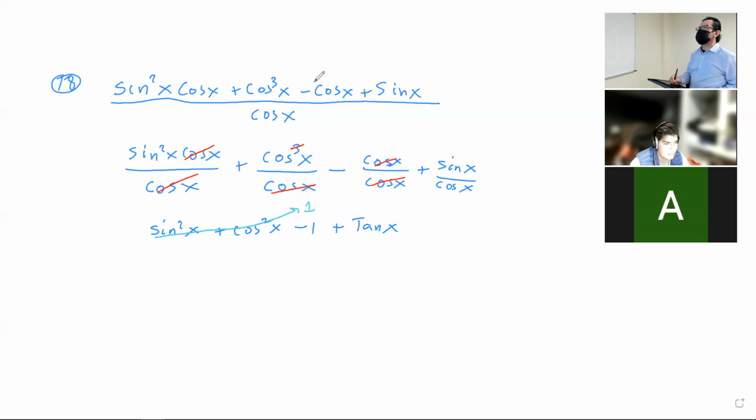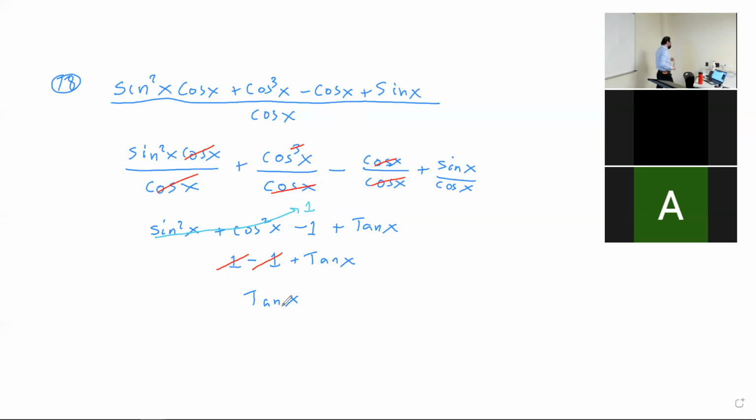So all of this is equal to 1. That simplifies things a lot because we're going to have 1 minus 1 plus tangent of x. And the 1s are going to cancel out and we're going to be left with tangent of x. Okay. It's definitely different than the way I solved it here, but we get to the same thing in the end.